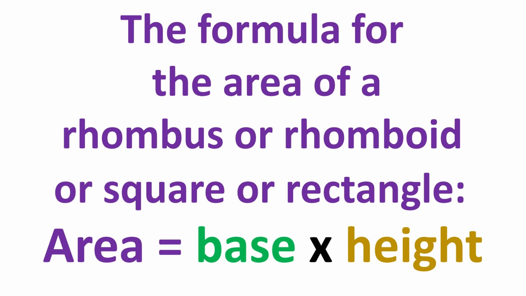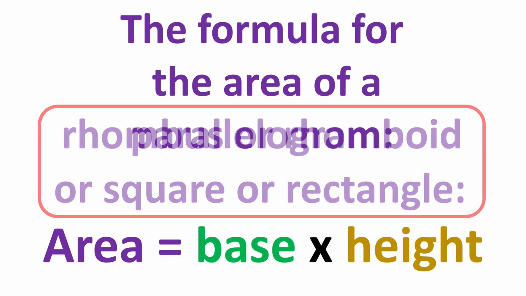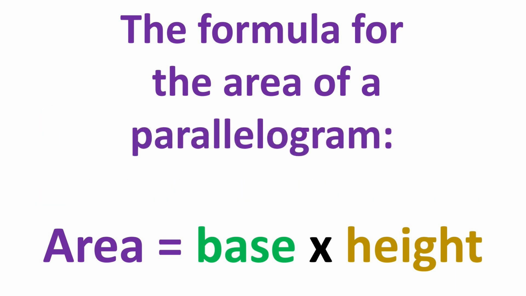As we learned previously, the formula for the area of a rhombus, rhomboid, square or rectangle is that the area equals the base times the height. We just learned that rhombuses, rhomboids, squares, and rectangles are all in a group called parallelograms. So we can simplify this statement by saying, the formula for the area of a parallelogram is area equals the base times the height.